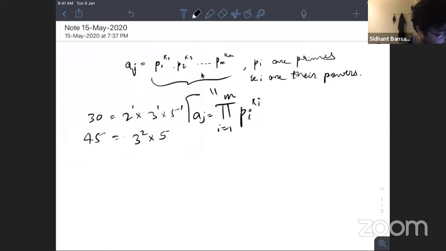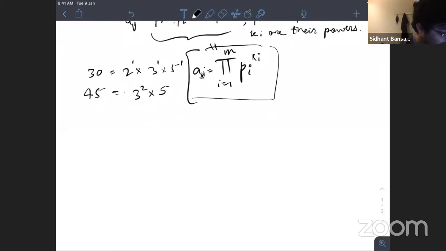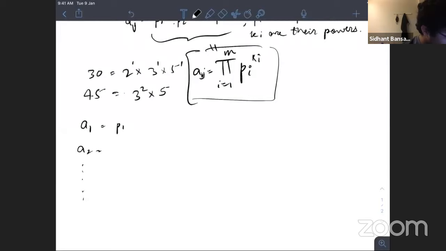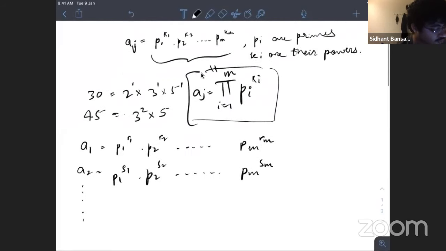So always try to think of numbers like this. It generally helps for number theory questions. Example was LCM. So in LCM, let's say you have A1, A2, and so on, okay? And each has a prime factorization. Let me give you an example. A1 is P1 to the R1 times P2 to the R2 times dot dot dot PM to the RM. Then let's say A2 is also P1 to the S1 times P2 to the S2 dot dot dot PM to the SM.